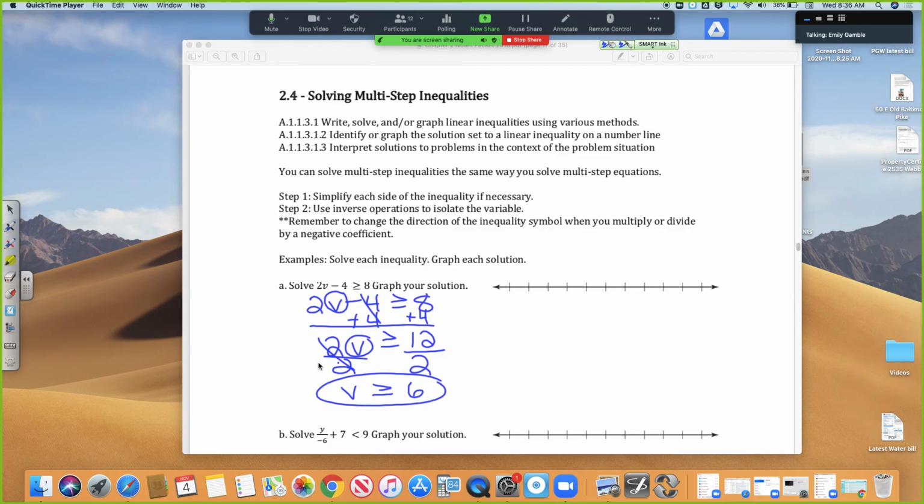So this is the answer in inequality form. Every time we have an inequality answer, we also have to have a graph as well. So on the graph, I would need a 6. And since this is greater than or equal to, this would be a closed circle. And anything bigger than it or equal to it would be anything to the right.